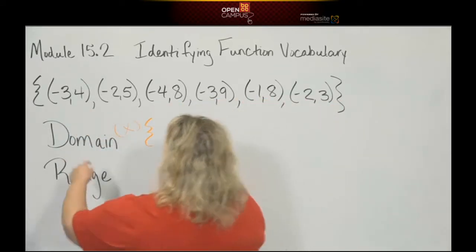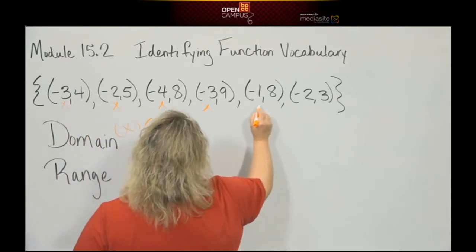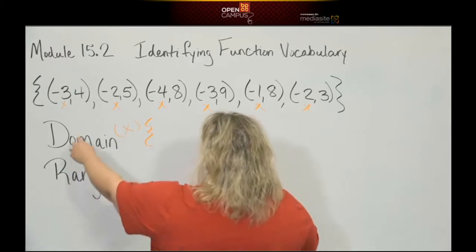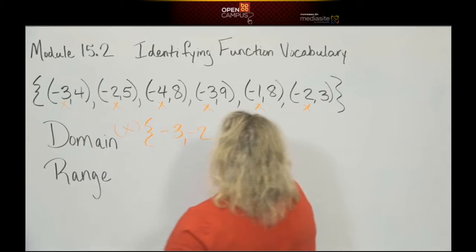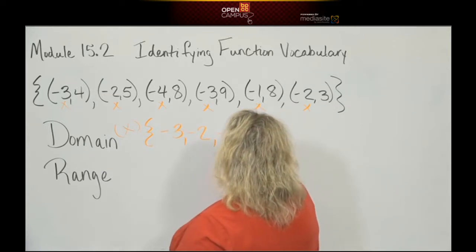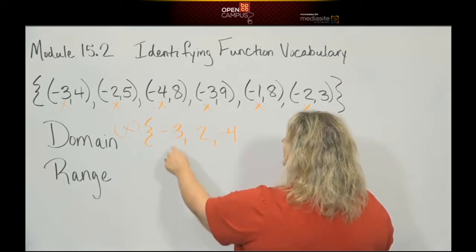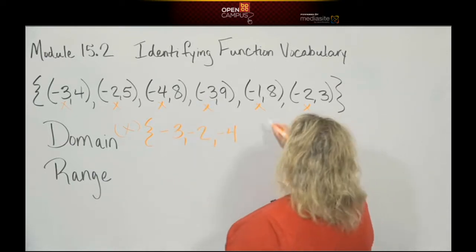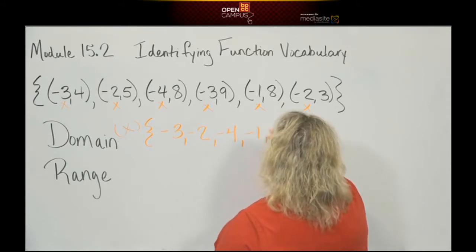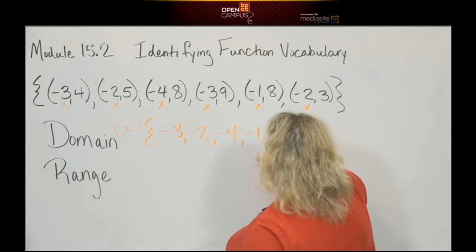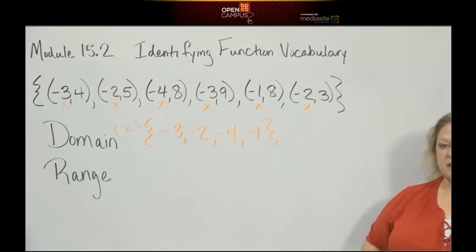My first x, this is an x. Every one of these that comes in the front is an x value, okay? So I have -3, I have -2, I have -4, I have -3. Look, I already have a -3, so I don't have to write it again. Then I have -1 and -2. But look, I already have a -2, so I don't have to write that one again either. So there we go. Those are our x's.